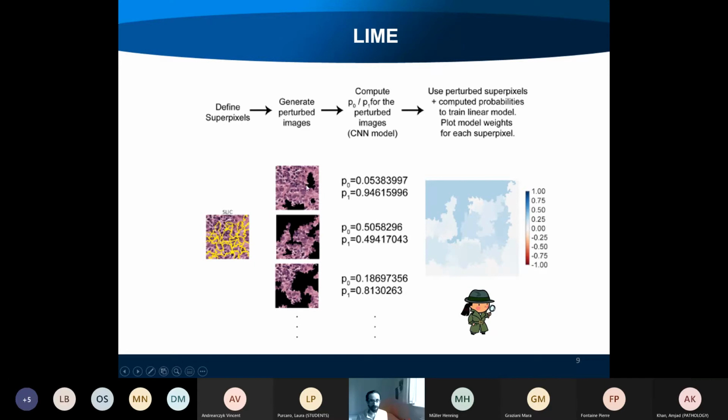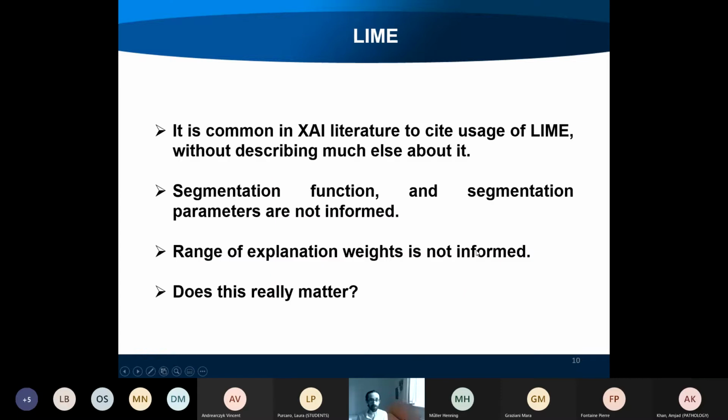And then using this information, you can train a linear model that will give you the weights for each of the variables, and the variables are the superpixels, right? The weight for each of them is the contribution that this superpixel gave in favor of or against the classification. So for this type of visualization, this type of heat map, blue means that it contributed for, red means that it contributed against. In this image, there's no red, but that's the basic idea.